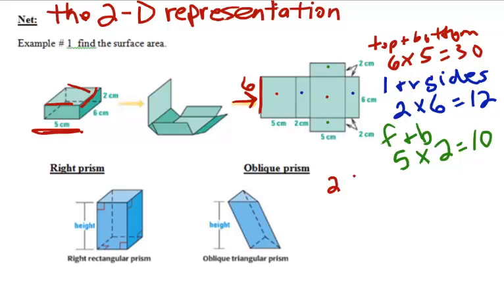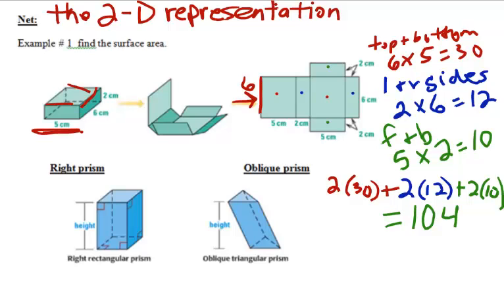So 2 times 30 plus 2 times 12 plus 2 times 10. And if you multiply those and add them all up, we're going to get 104. And since we're talking area, you go back up here and look, it's a surface area. Area is centimeters squared. Area is a squared unit.